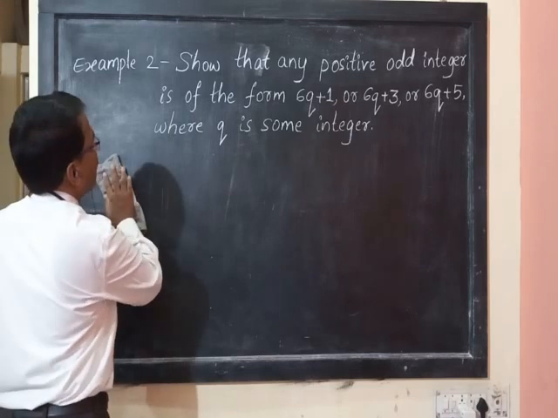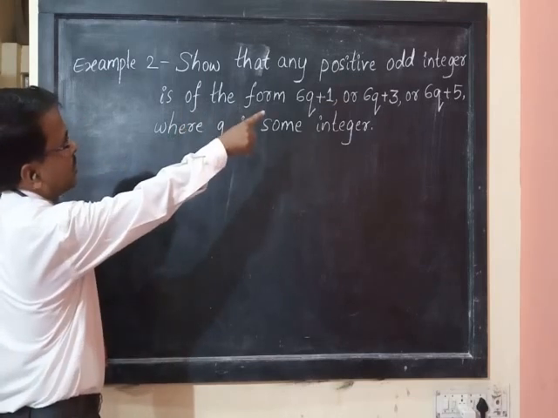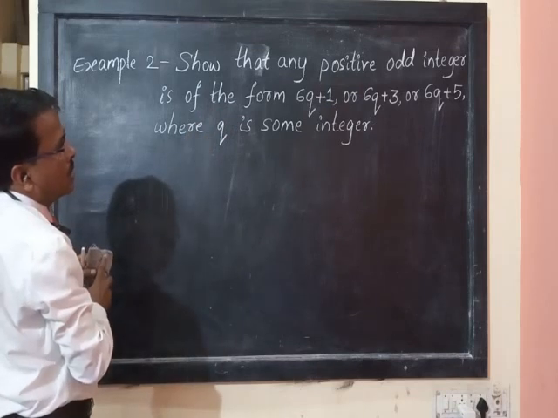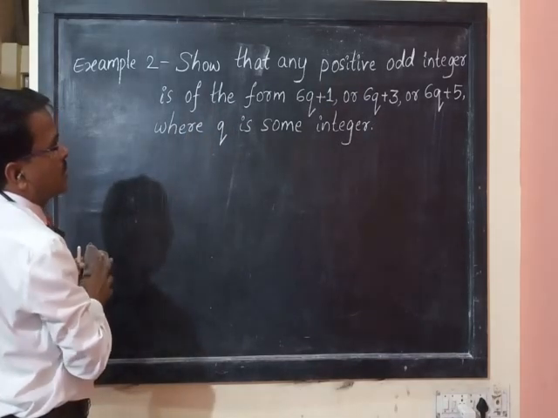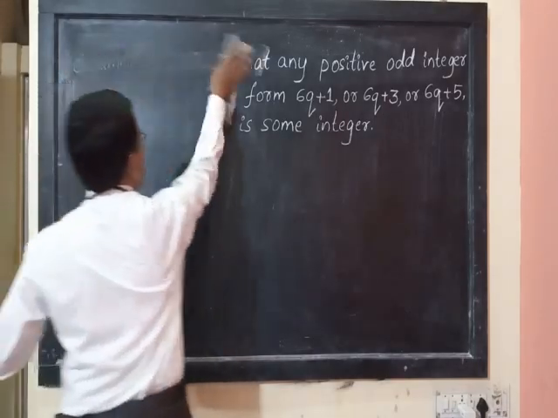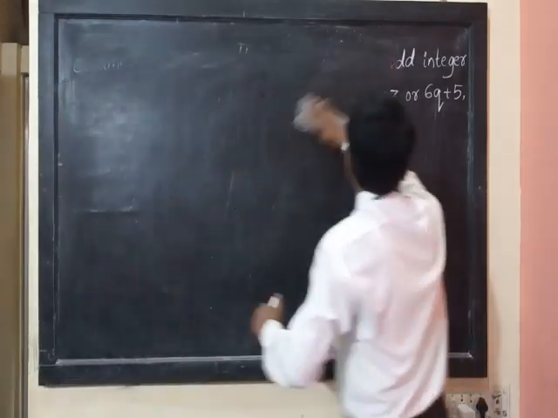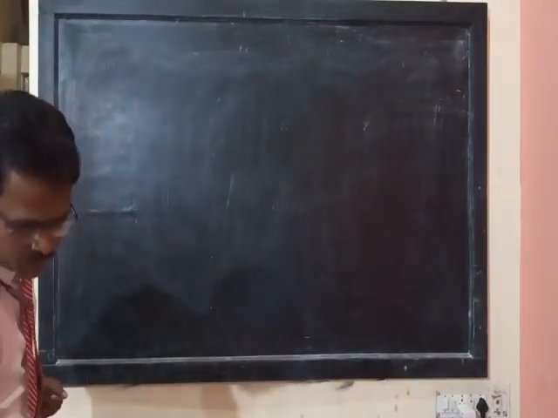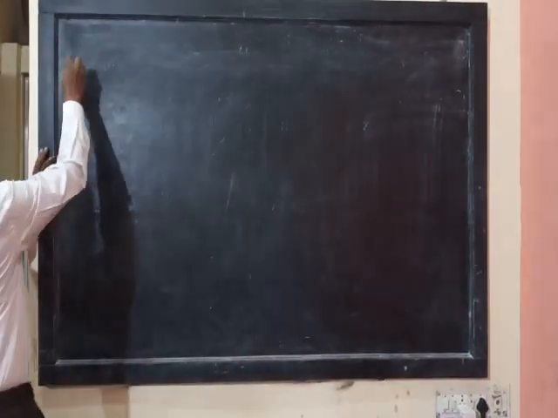Show that any positive odd integer is of the form 6q plus 1 or 6q plus 3 or 6q plus 5, where q is some integer. Okay, this is the question. Here, to solve this problem, we have to use Euclid's division lemma.